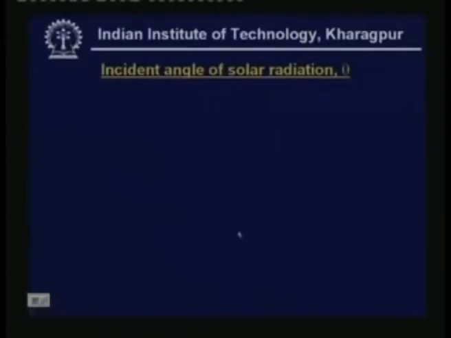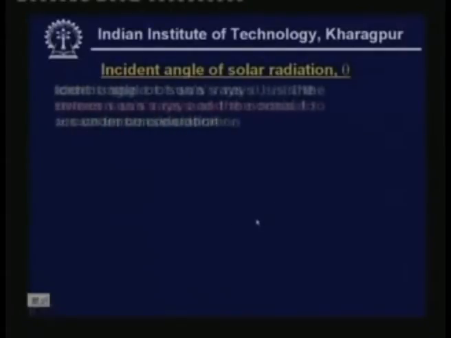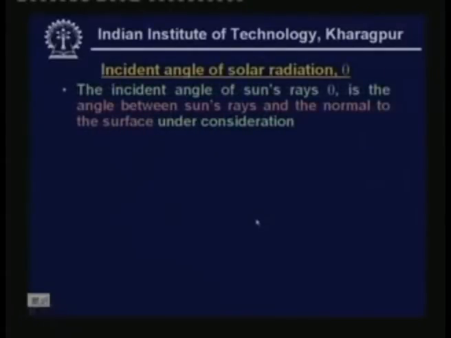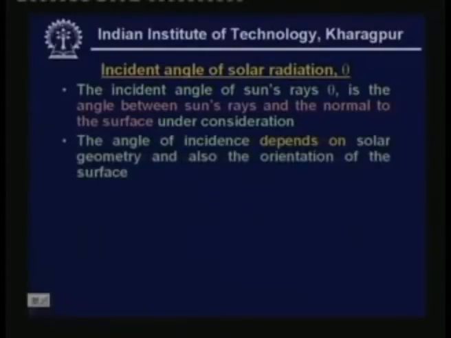Now, let us look at the incident angle of solar radiation, that is theta. As I have already mentioned, the incident angle of sun's rays theta is the angle between sun's rays and the normal to the surface under consideration. The angle of incidence theta depends on solar geometry and also on the orientation of the surface.